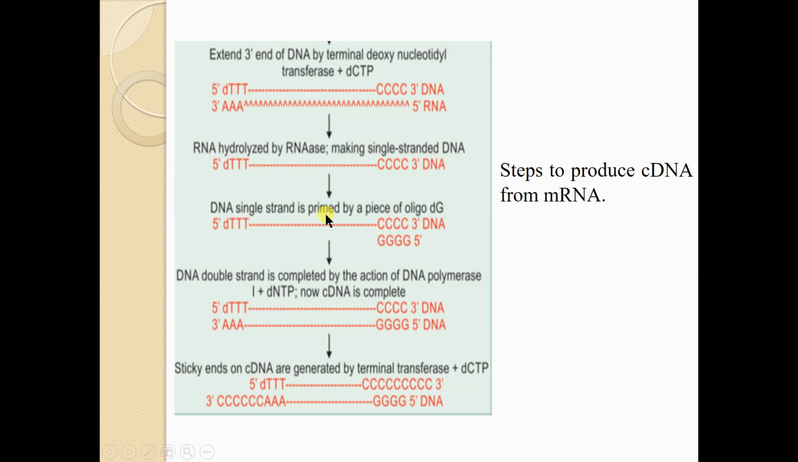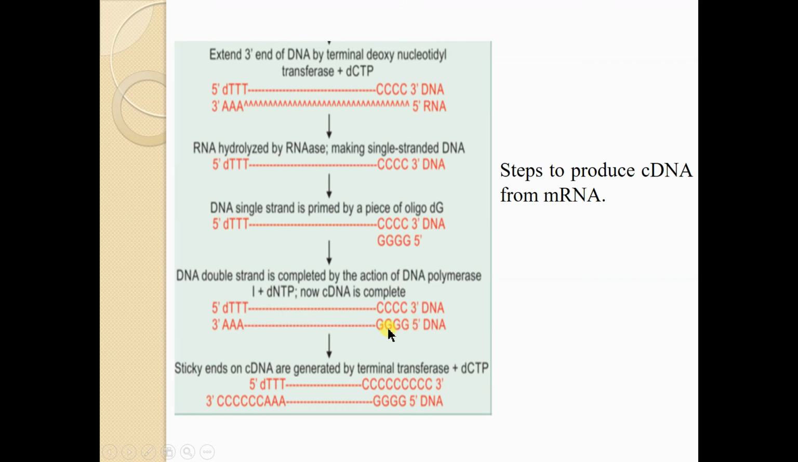Now the DNA single strand is primed by a piece of oligodeoxyguanosine molecule. As we have added extra cytosine molecules here, a guanine molecule is added here. Here it should not be like this. This end doesn't contain the RNA molecule; up to this mark only RNA. We have extended this portion with cytosine. So first we will add the guanosine molecule. This guanosine triphosphate will bond as they are complementary, so they will form the bond here. So now a primer molecule is already synthesized, because we have added the cytosine molecule.